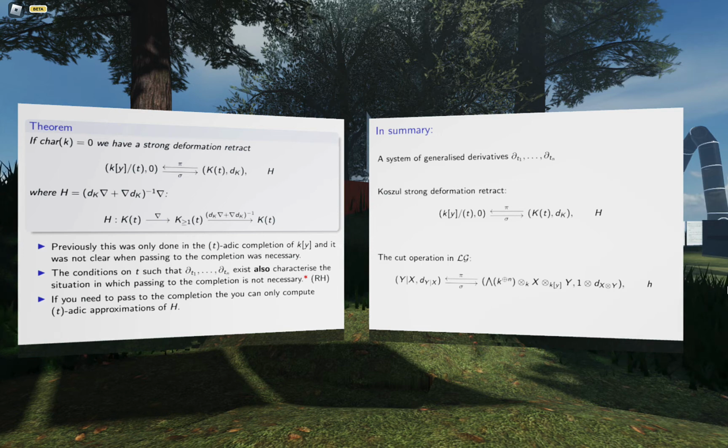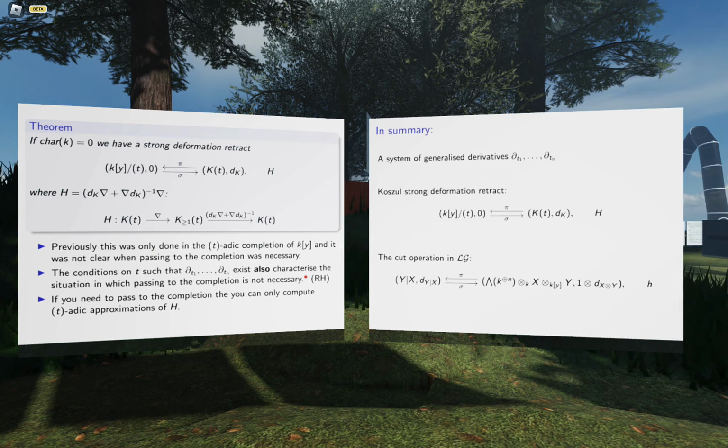The whole point of coming up with this strong deformation retract is to do computations in the bicategory of Landau-Ginzburg models. And if we can only compute the homotopy up to t-adic approximation, it's not entirely clear how useful that is in doing your computations. Maybe it is, maybe it's not. But at least in the case that you do know things on the nose, everything is sort of working out as expected.